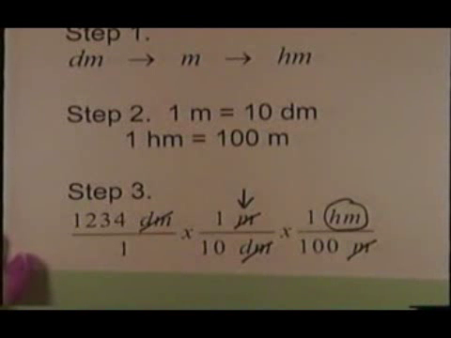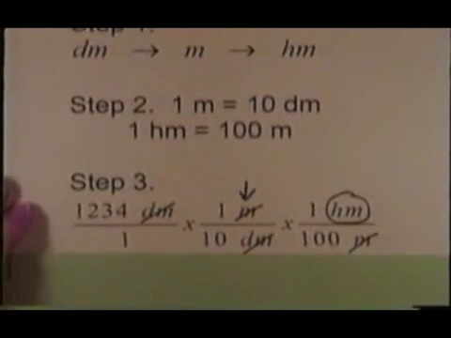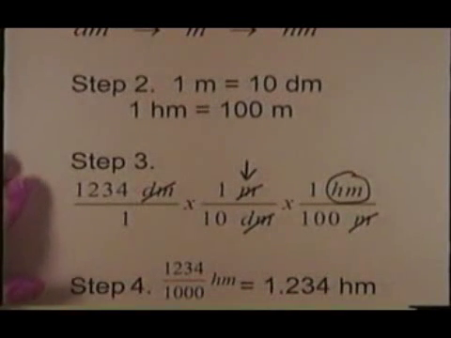Now step 4 is to actually perform the multiplication or division. In this case, I multiply my fraction straight across. Remember, a common denominator is not necessary when you multiply fractions. 1,234 times 1 times 1 will be 1,234 on top. 1 times 10 is 10, times 100 is 1,000 on the bottom. I've illustrated that here.